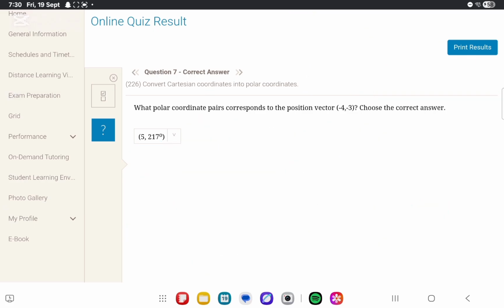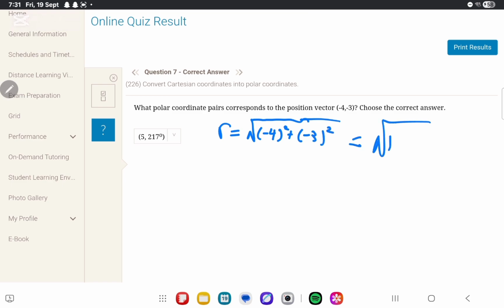Now, we need the polar coordinate pair for -4 and -3. To start, let's find r, our magnitude. Our magnitude is going to be the square root of -4 squared plus -3 squared. So this is going to give me 16 plus 9, which we found earlier is radical 25, which I'm just going to skip and write 5 straight away.